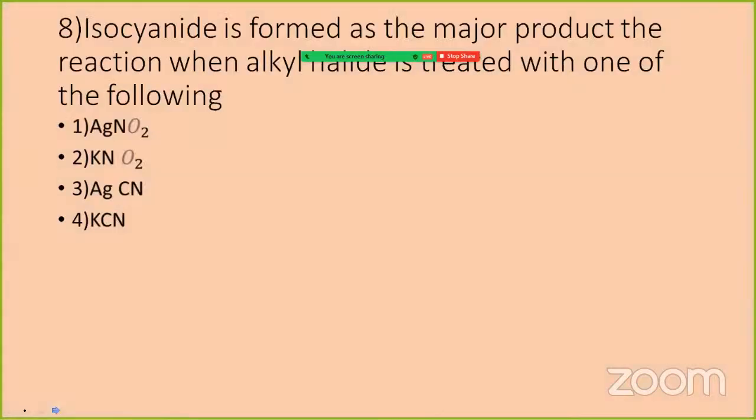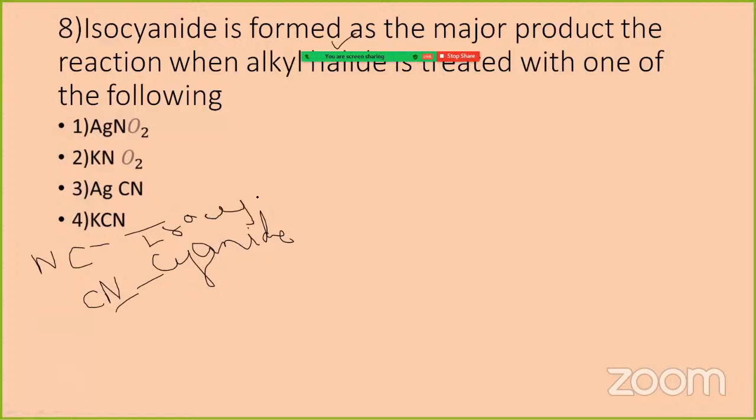Next question here, isocyanide. Isocyanide is formed as the major product when the alkyl halide is treated with one of the following. When you are getting isocyanide, first let us see what isocyanide is. We know that CN is the cyanide functional group, but NC is isocyanide. So which option is giving us isocyanide?